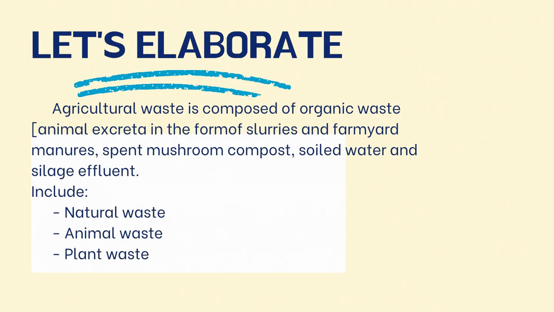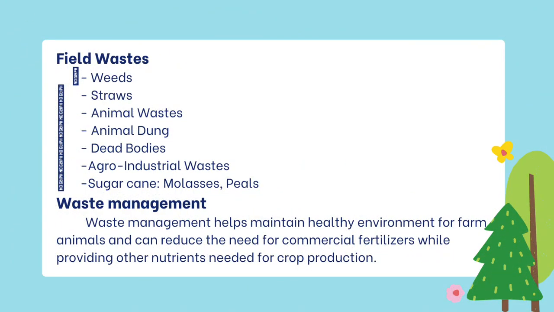Agricultural waste is composed of organic waste, animal excreta in the form of slurries and farmyard manures, spent mushroom compost, soil water, and silage effluent. It includes natural waste, animal waste, and plant waste. Field wastes include weeds, straws, animal wastes, animal dung, dead bodies, agro-industrial wastes, sugarcane, molasses, and peels.